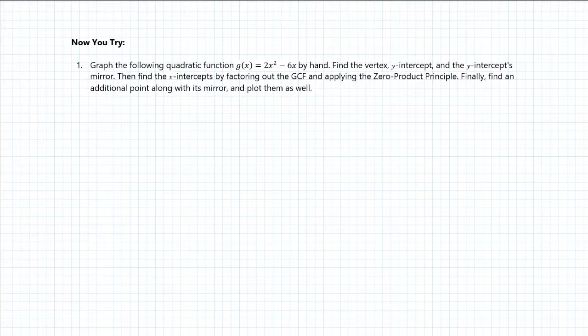We're going to find the vertex, the y-intercept, the y-intercept's mirror. Then we're going to find the x-intercepts by factoring out the GCF and applying the zero product principle. Finally, we're going to find an additional point along with its mirror and plot those as well.